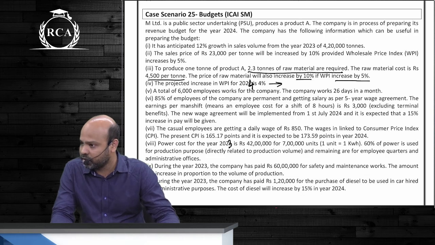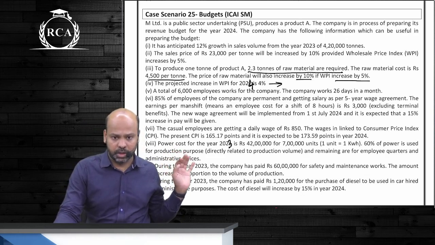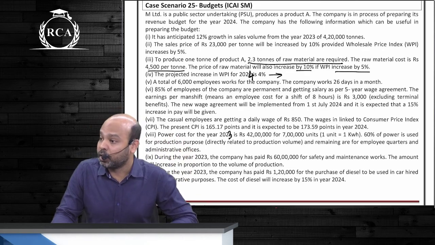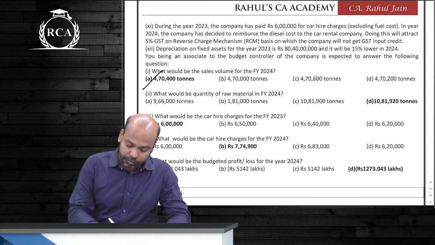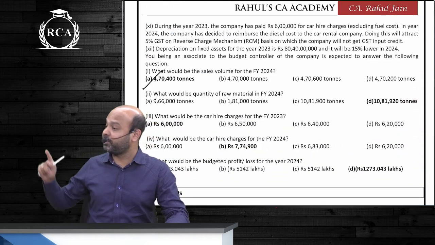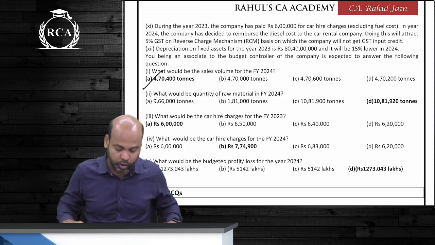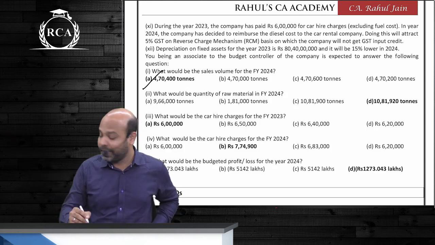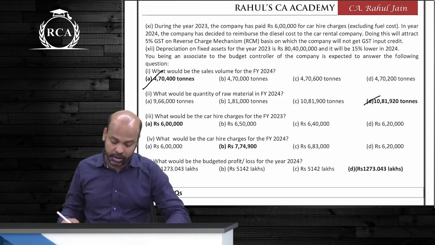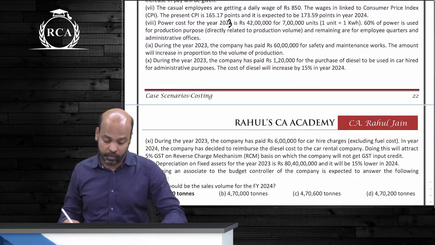Are we clear? Raw material cost will remain at 4,500 per ton, beta, and selling price will remain at 23,000 rupees per ton. It says what would be the quantity of raw materials, beta, that you will consume. For every ton you need 2.3 tons. So 4,70,400 into 2.3 is 10,81,920 tons. Yes or no, guys? This will be the raw material requirement.